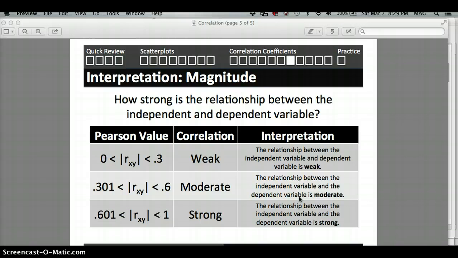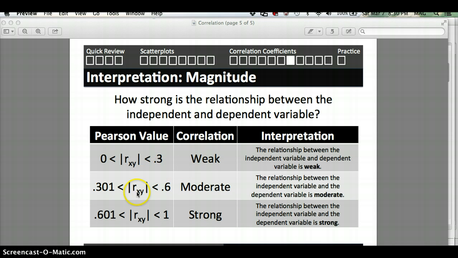With this, we're going to take our Pearson value, whether it's negative or positive, and take the absolute value of that. So our negatives turn to positives. By doing so, we can say whether we have a weak, moderate, or strong relationship. If the absolute value of your Pearson falls between 0 and 0.3, you have a weak relationship.